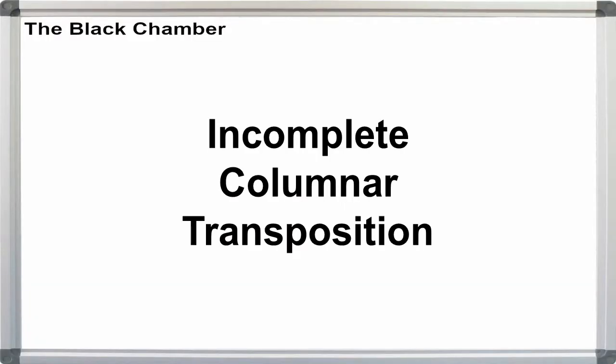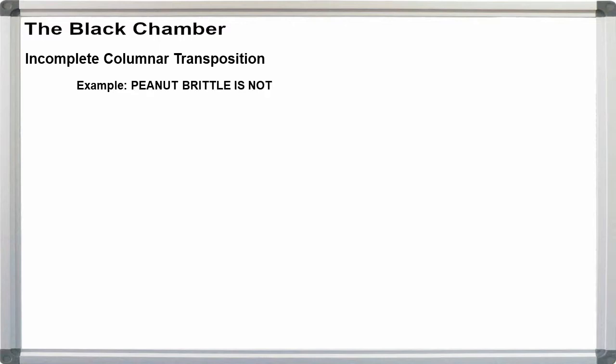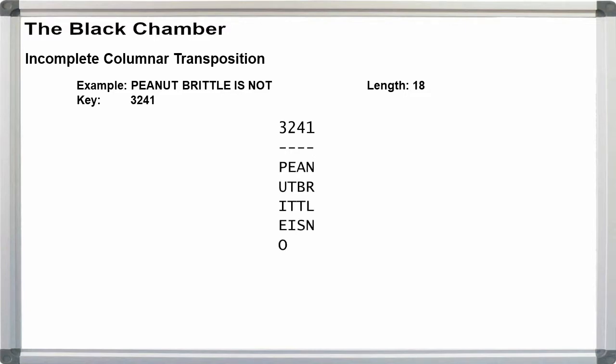As with complete columnar, for incomplete, we want our plaintext and a numeric key. Say we use "peanut brittle is not" and the key 3241. Write the key down and then write the plaintext under the key in rows. 3241. PEAN UTBRITTLEISNOT. Take the columns off in ascending key numeric order and write them in groups of 5.